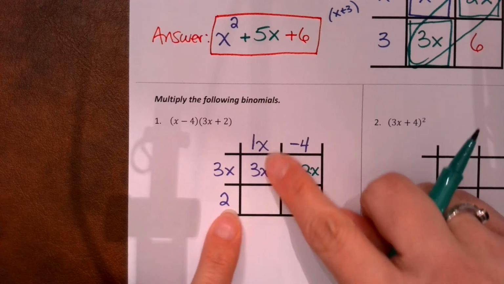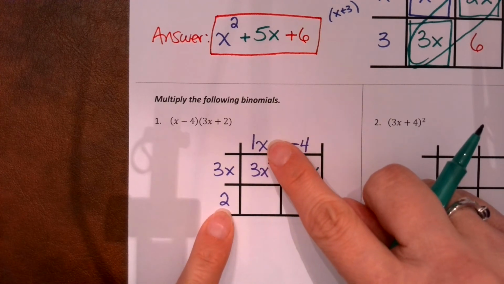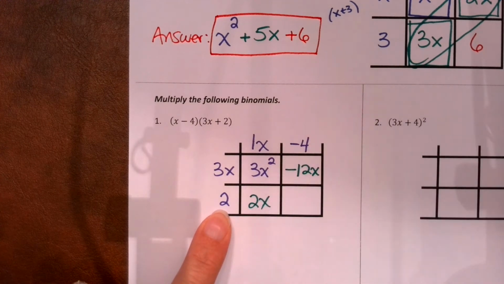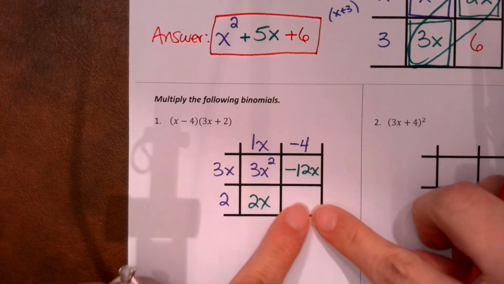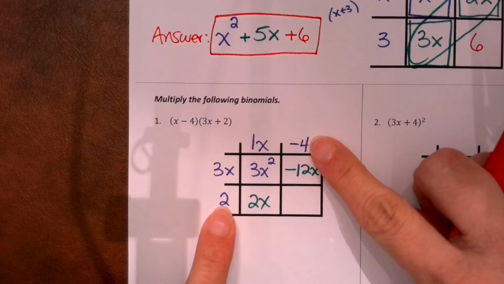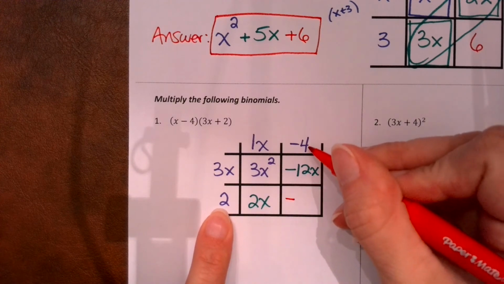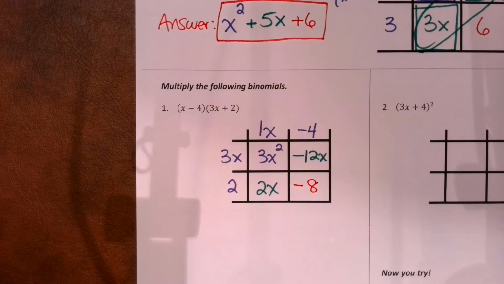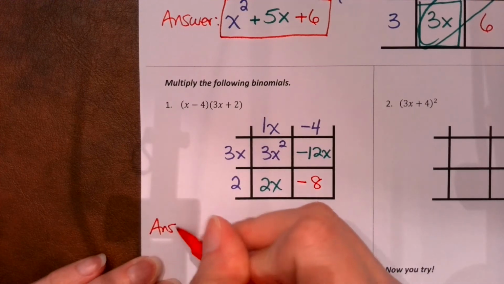Let's find the answer for this box. To form this box, I have to take 2 times 1x. 2 times 1 is 2, and it has that x. And then I'm going to find this answer down here, which is going to be the constant, so it's just numbers. Positive times negative makes negative. 2 times 4 is 8. Okay, but let's go ahead and officially write down our answer.